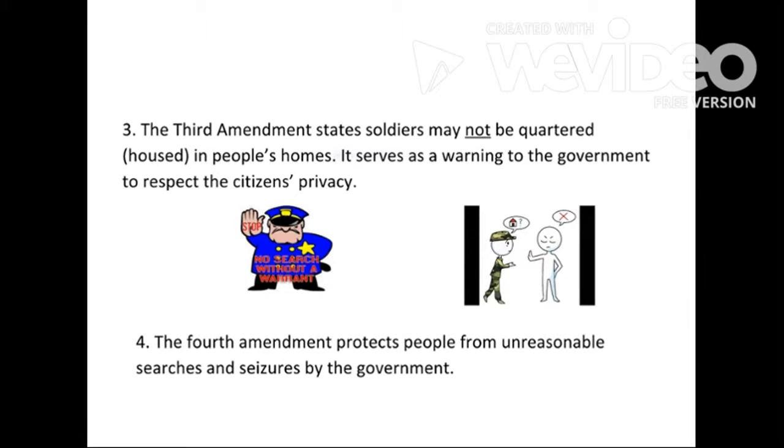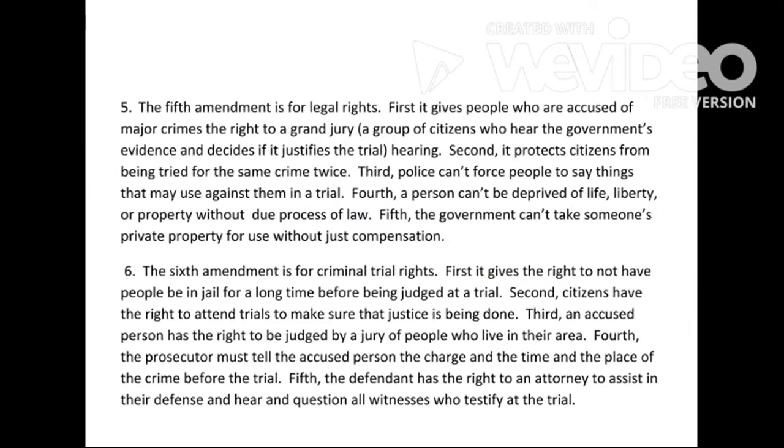The Third Amendment states that soldiers should not be quartered in people's homes. It serves as a warning to the government to respect people's privacy. The Fourth Amendment protects people from unreasonable searches and seizures by the government. The Fifth Amendment is for legal rights.